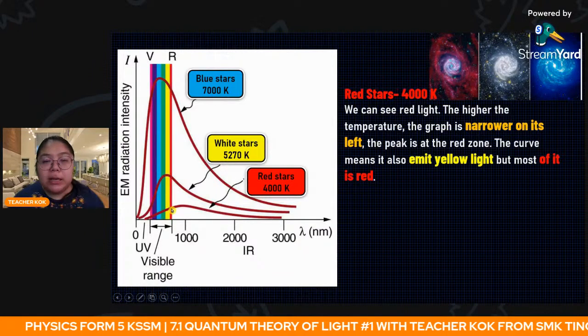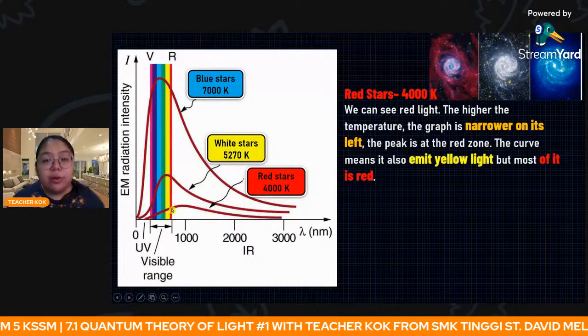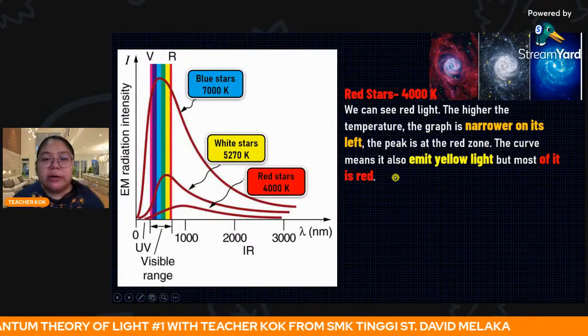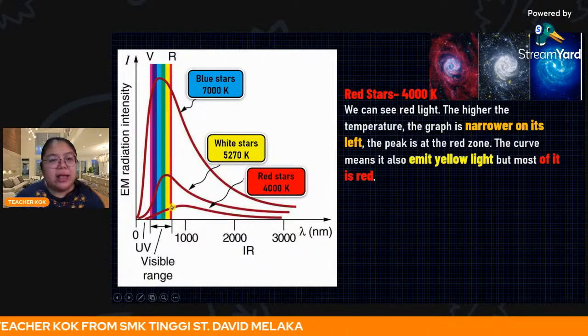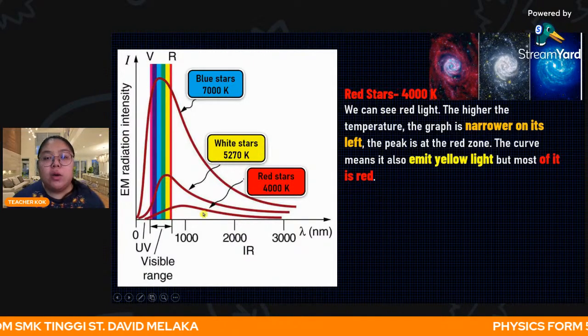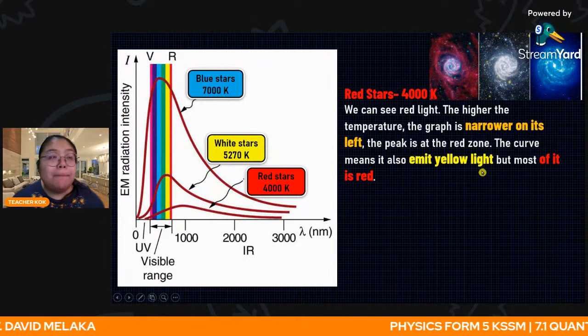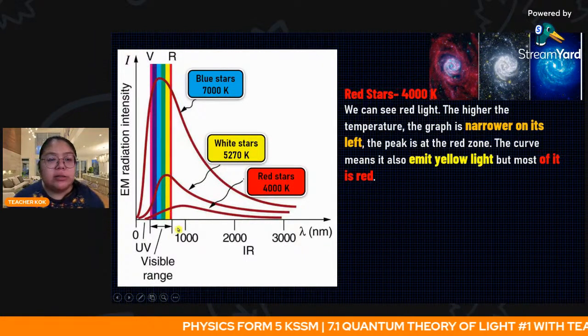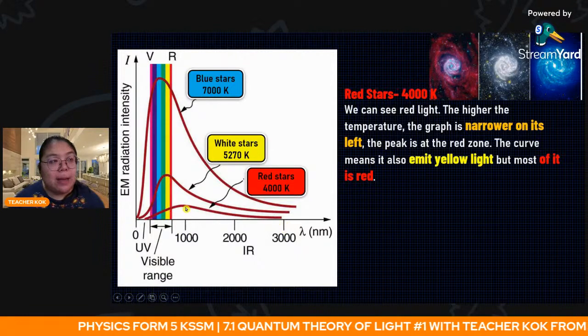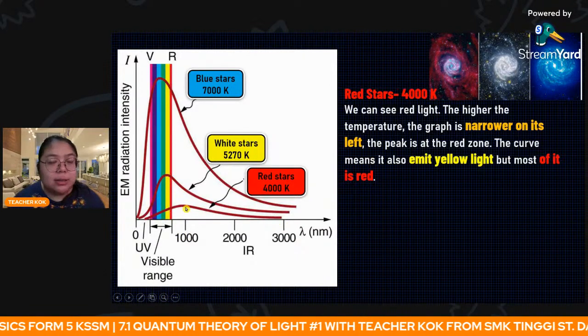So you can see the peak, the maximum peak is at the red zone. The curve also emits yellow light. From here, the red and yellow are almost closer. They will also emit yellow light, but most must be red color. Okay, so this one is the first star. It shows you the black body. It shows the red color.